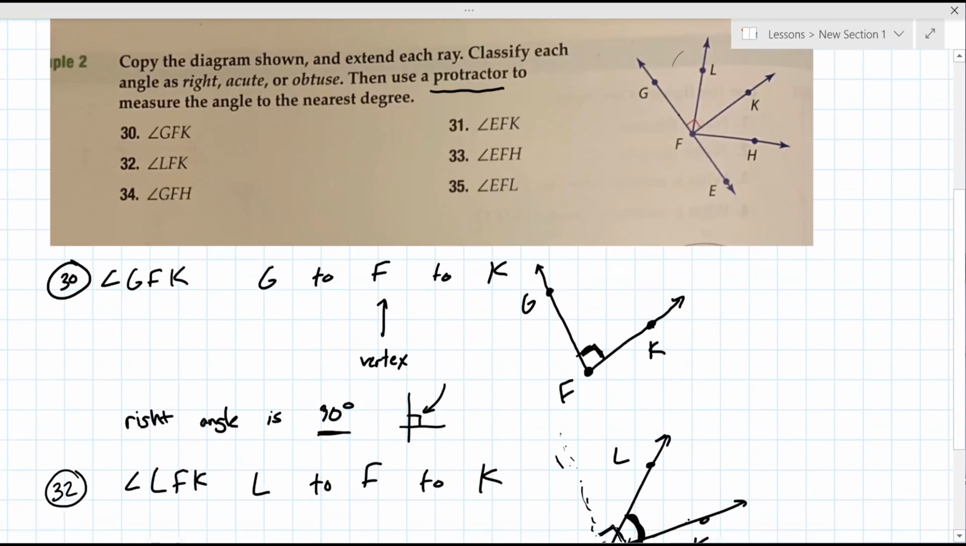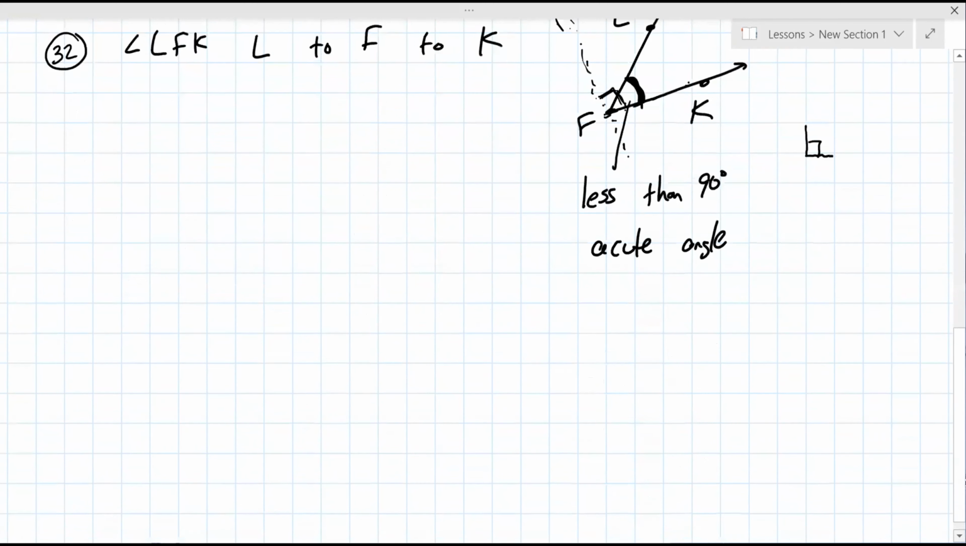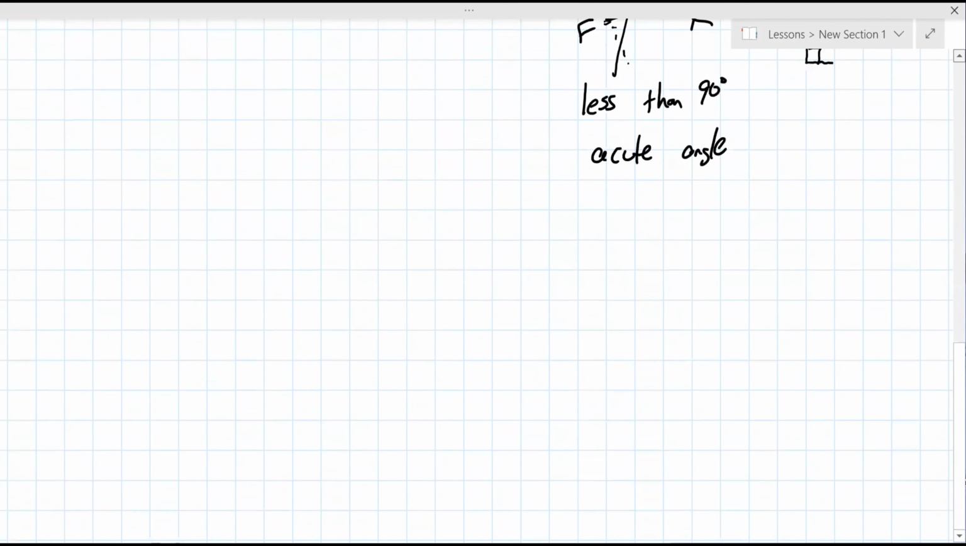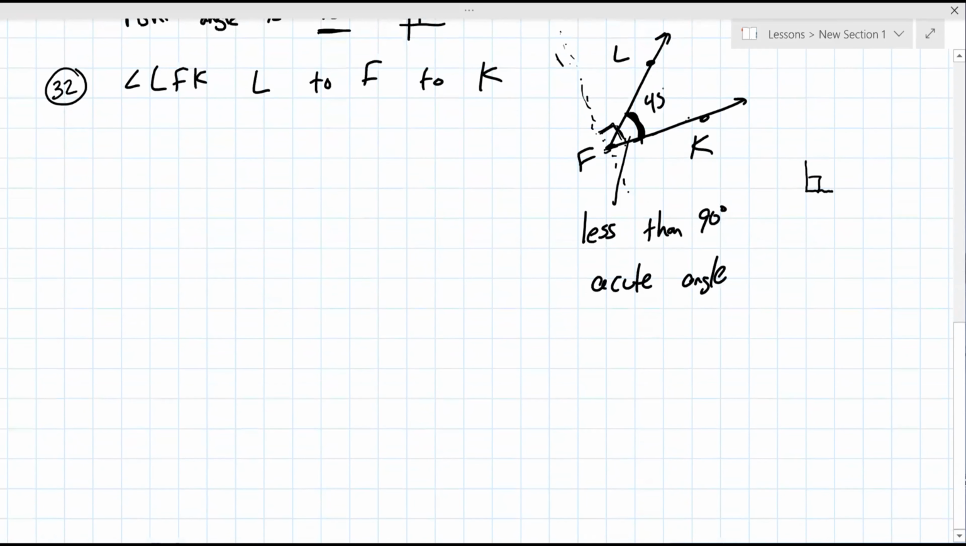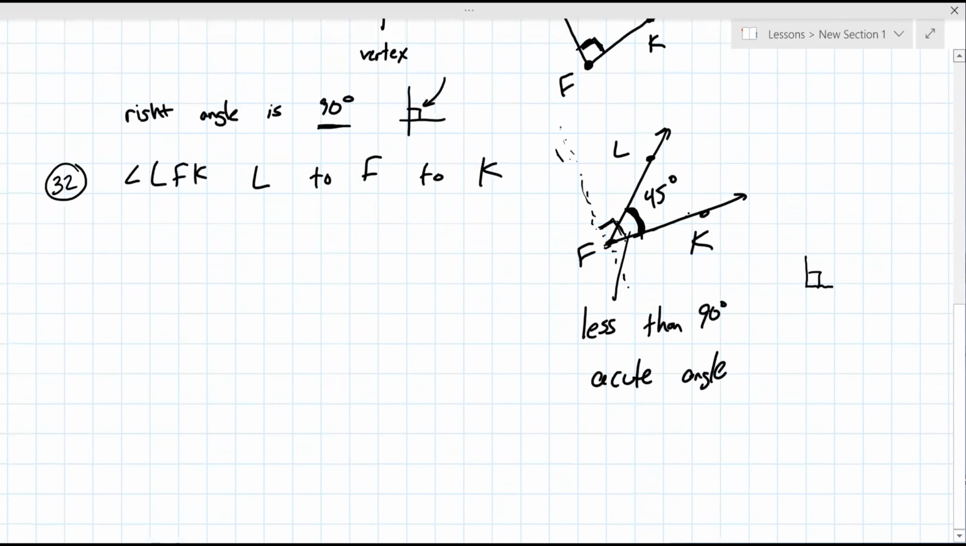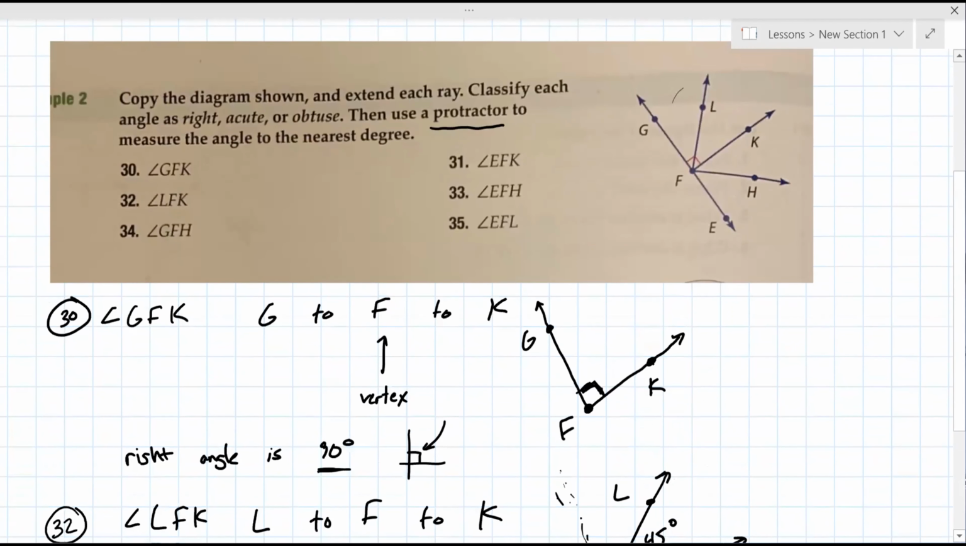I'm going to say that it's sort of halfway between, so I'm going to estimate it's about 45 degrees. Okay. So this is about 45 degrees. Now I did skip 31. These are odds, so I'm assuming they're in the back of the book. If that's okay with you, I'd like to go to 34.